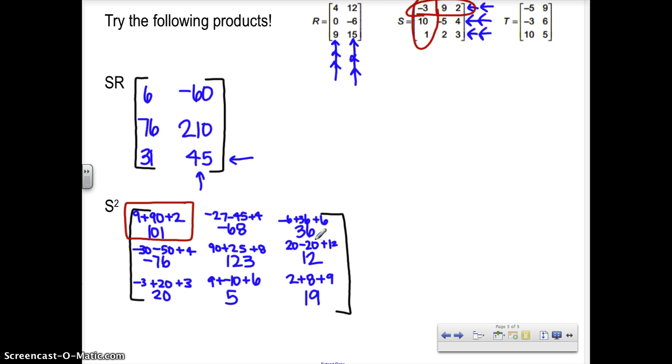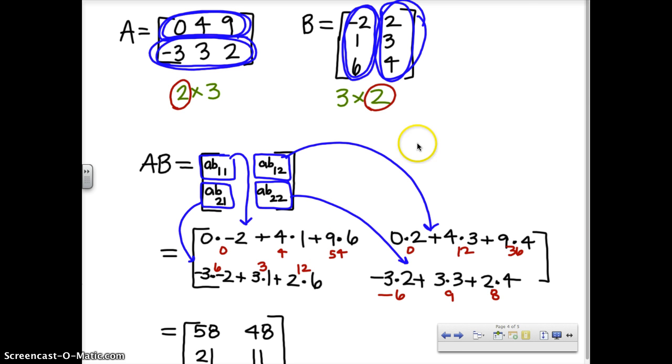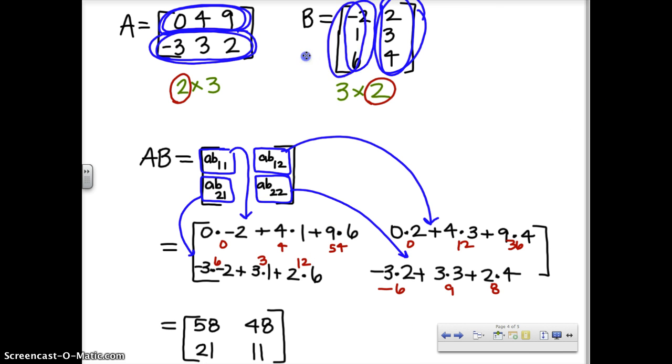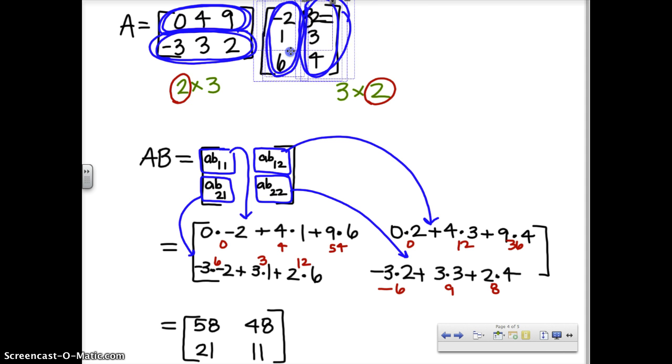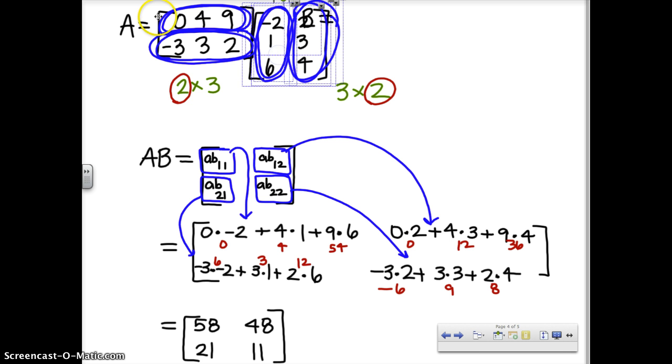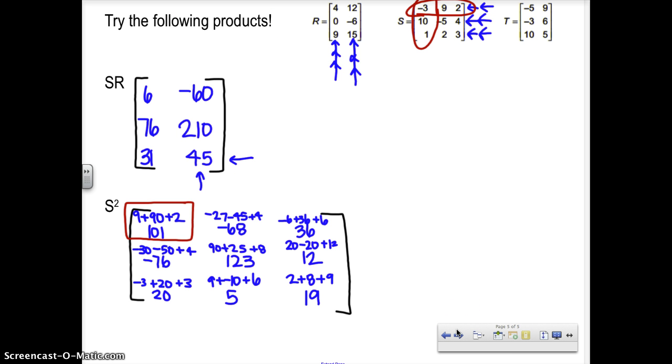Okay? If we go back, right here, we could move B right next to A. And then we could go, okay, 0 times negative 2, 4 times 1, 9 times 6. Okay? So what we're looking at here matches what we're seeing up there. But as long as you remember to go across and down and step it off, you're going to do just fine. Right here, just look at another example.